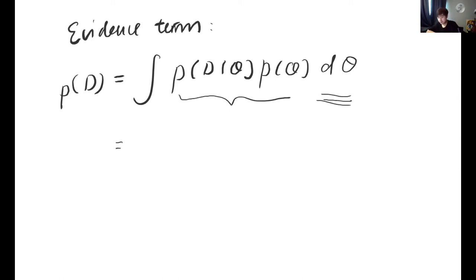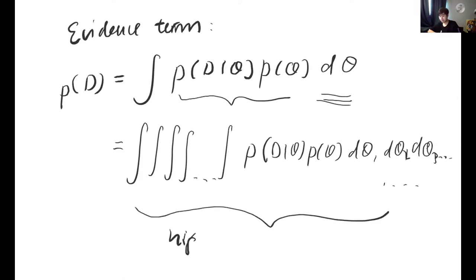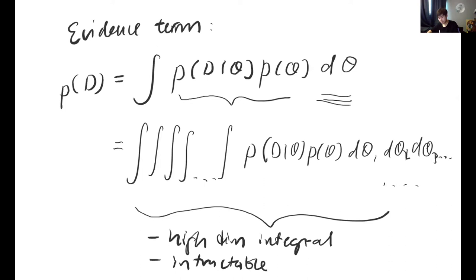So this is fine, but you realize that sometimes when your theta is high dimensional, what you end up with is this, and you have theta 1, theta 2, theta 3, all the way. And this becomes a high dimensional integral that you simply cannot compute. It's too difficult. This is intractable, which means that we cannot work with this. It's too hard to compute.